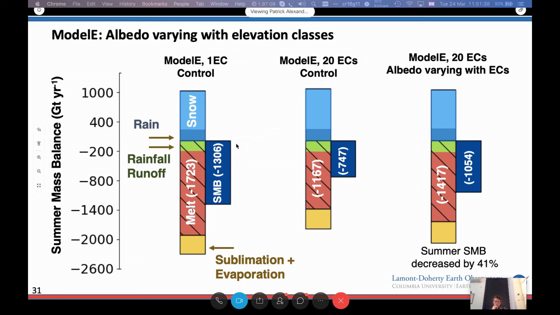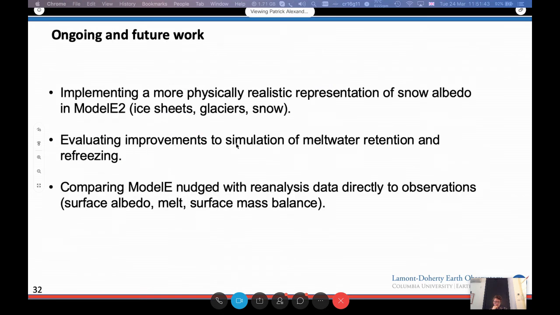In summary, we need to improve the snow albedo scheme. So in addition to these improvements with the elevation classes and albedo, I'm working on implementing lookup tables from a more sophisticated simulation of snow albedo. This is the SNICAR radiative transfer model, and we're going to be using that to improve snow albedo simulation.